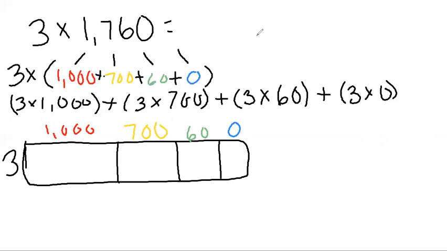So this box model is just a representation and a picture of this equation that we wrote out here, okay? So 3 times 1,000 plus 3 times 700 plus 3 times 60 plus 3 times 0. The box model is just a picture or representation of this equation.